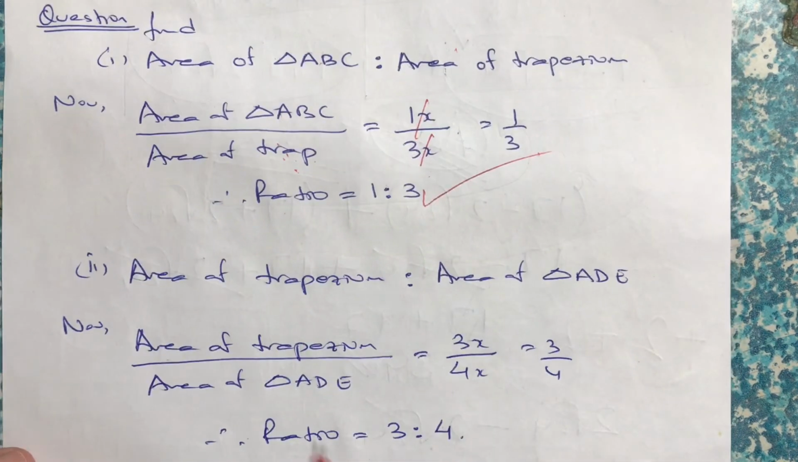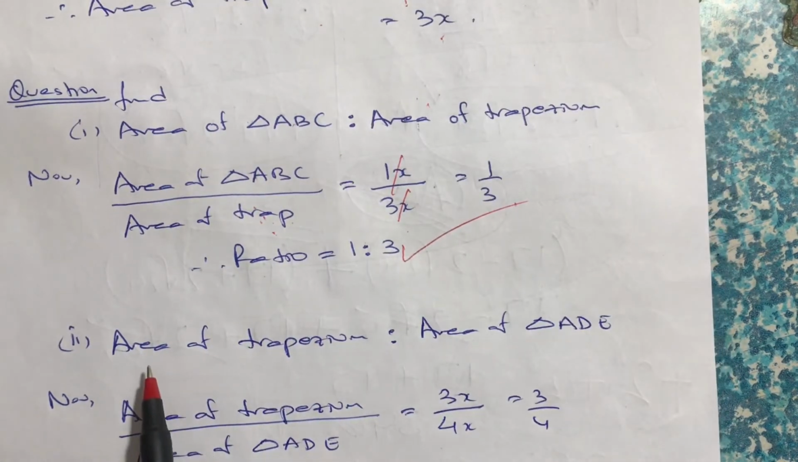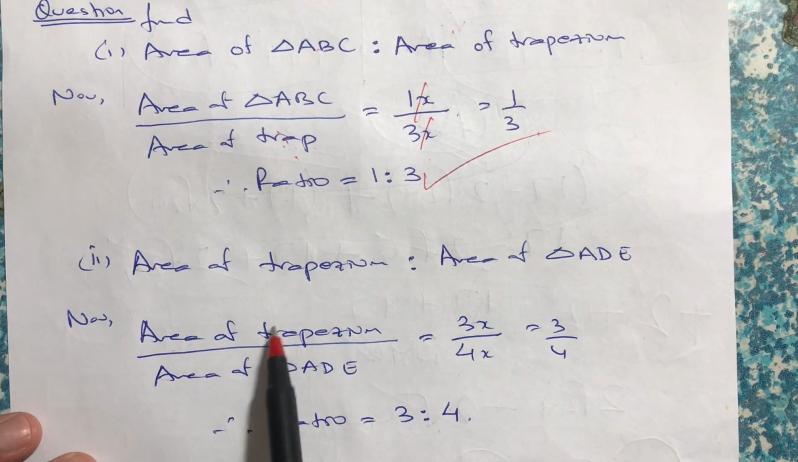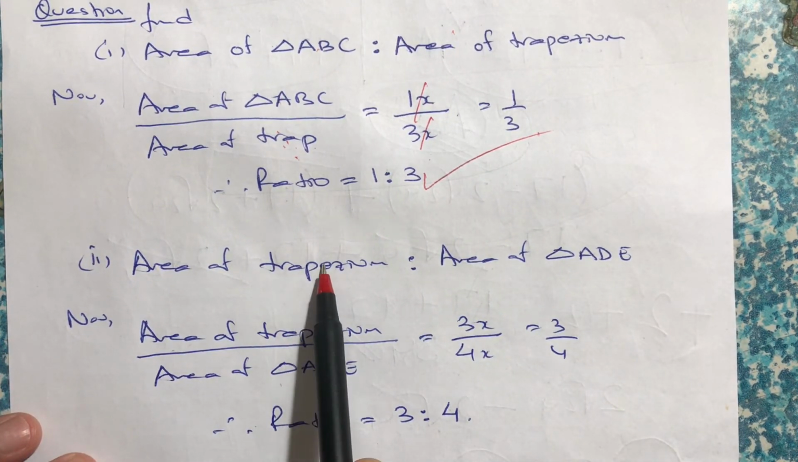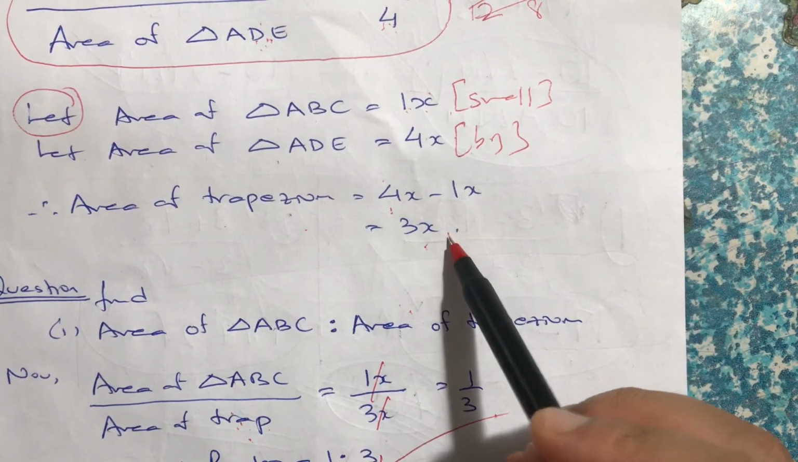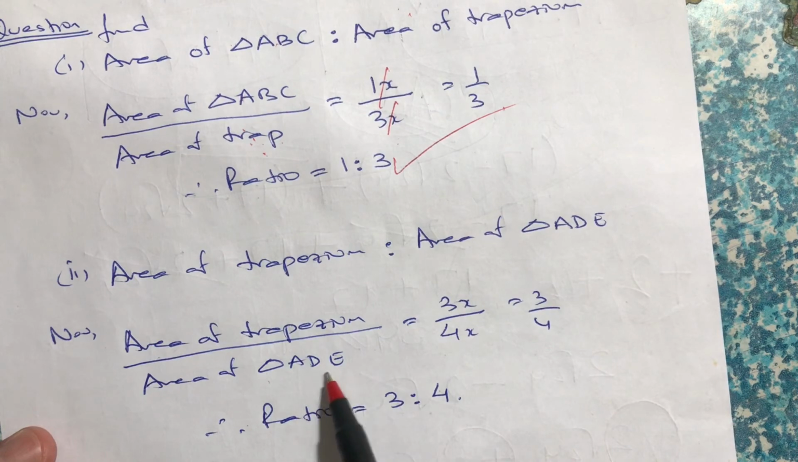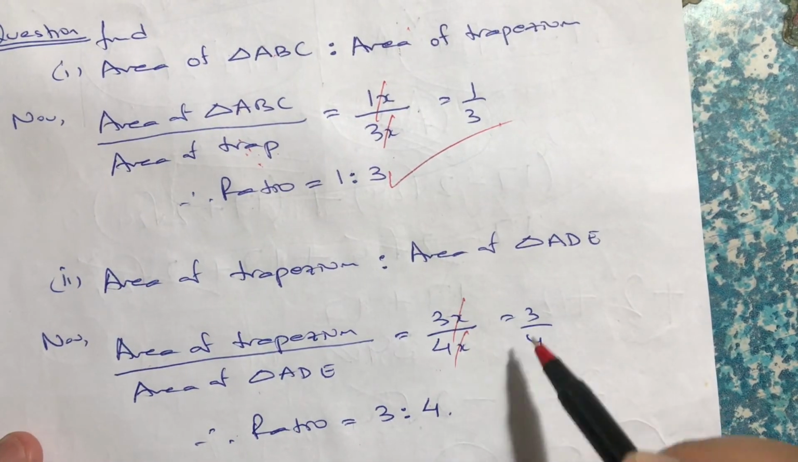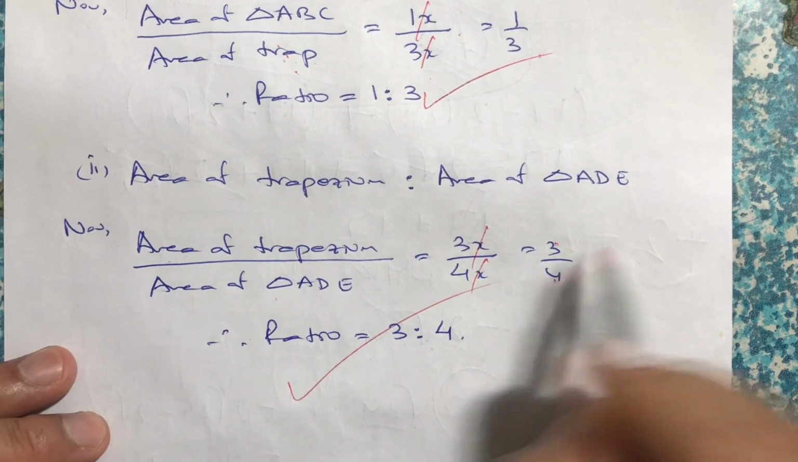Now let's say the next question, in the same figure, asks to find the area of the trapezium is to the area of triangle ADE. This can be written as area of trapezium by area of ADE, because the first becomes the numerator and the second becomes the denominator. Area of trapezium, what have we got? It's 3x, so we write 3x. Area of ADE is 4x, so we put 4x. The x and x get cancelled, we get 3/4, and the ratio is 3:4.